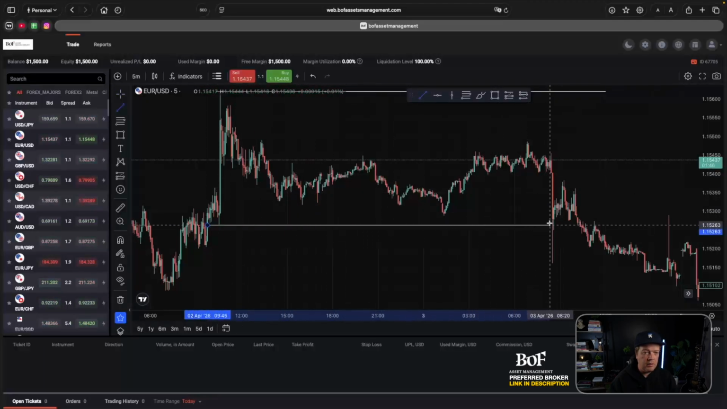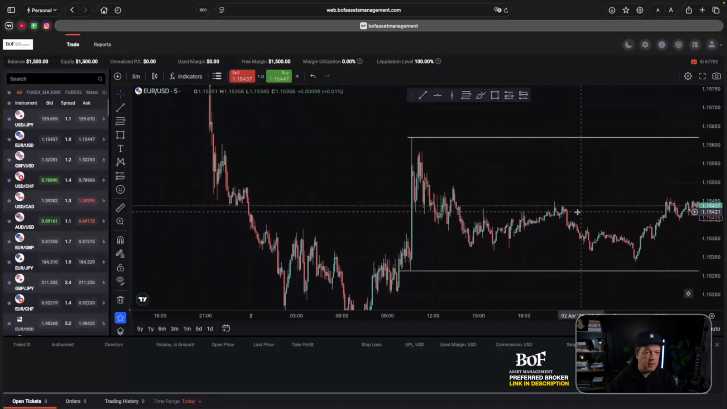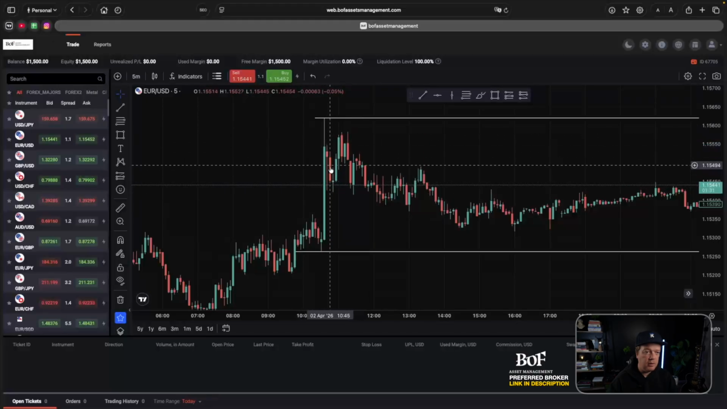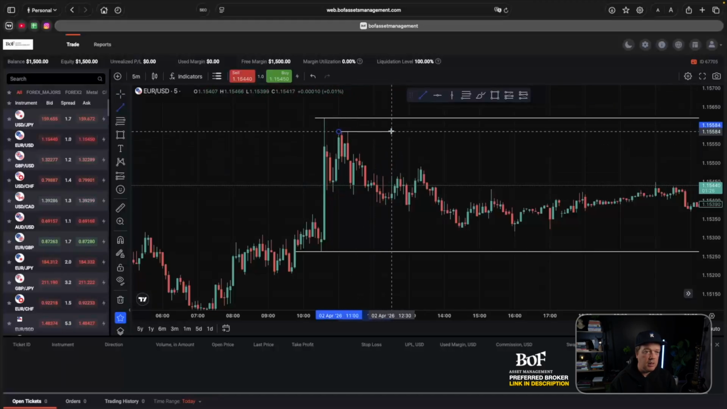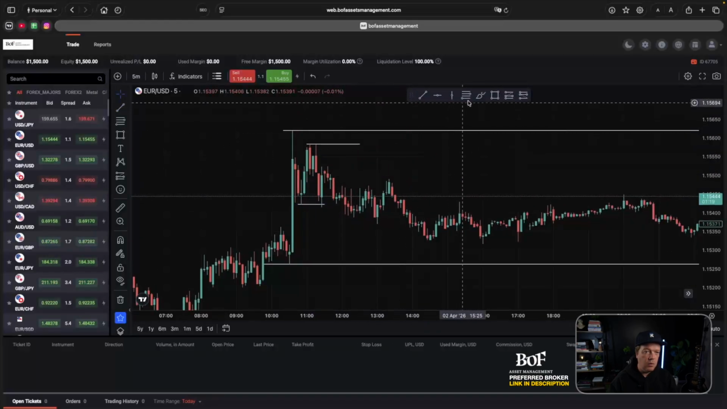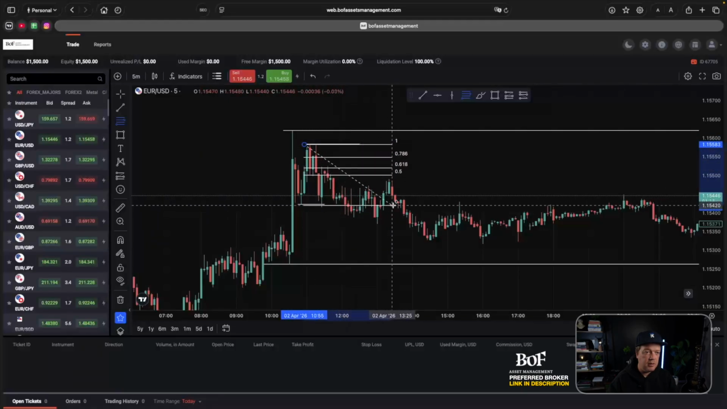Inside of a zone like this, there's internal market structure as well. As you can see, price is consolidating right over here. First of all, we want to have a look at the internal market structure where lows or highs have been taken. Internally, there's a high, there's a low. So now we want to draw our fib from the high to the low that's been taken.